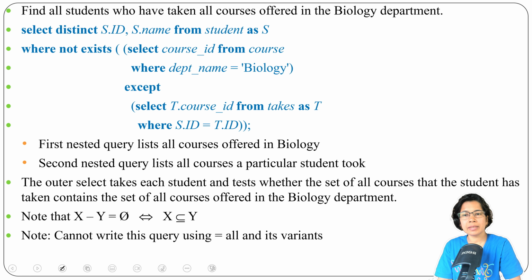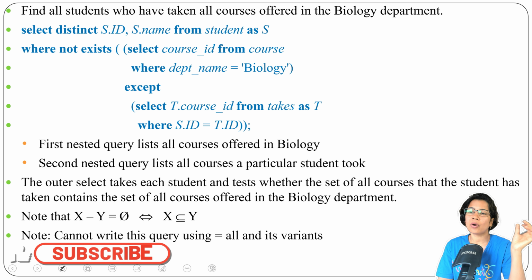In the previous lecture I discussed equal all and some. Just go through the previous lecture. All means everything should be equal. All the tuples should be equal. In case of some, some tuples should be equal. In today's lecture I discussed exists and not exists. In the next lecture I will discuss test for duplicate values. For that we will use unique and not unique.